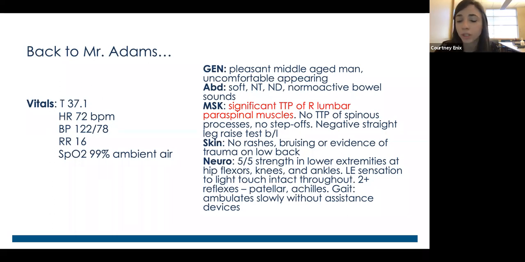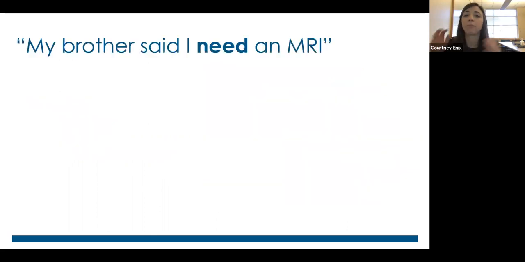He's got no tenderness or any step-offs along his spinous processes. You did the negative straight and crossed straight leg raise test. Bilaterally, that was negative. His skin and neuro exams are all within normal limits. So he walks back to the chair and then he asks you, what's the plan? But before you can dive into the plan, he says, but my brother said that I need an MRI. I have to have an MRI.